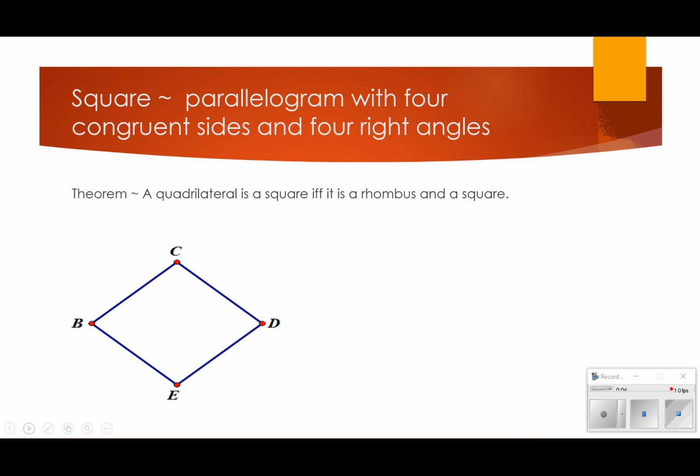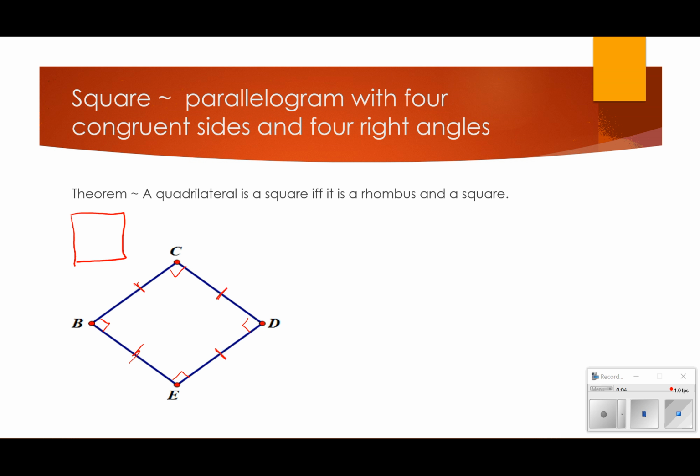All right, a square. Now, we're used to seeing squares drawn as a square, right? So everything is squared up. We're used to seeing them like this. They can also be drawn this way. This looks a little bit off. But a square is a parallelogram with 4 congruent sides and 4 right angles. So there is my square.